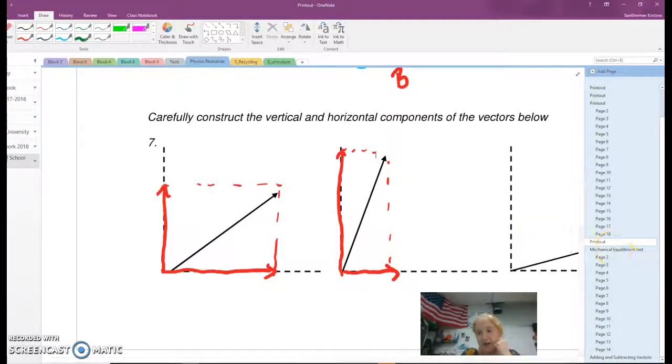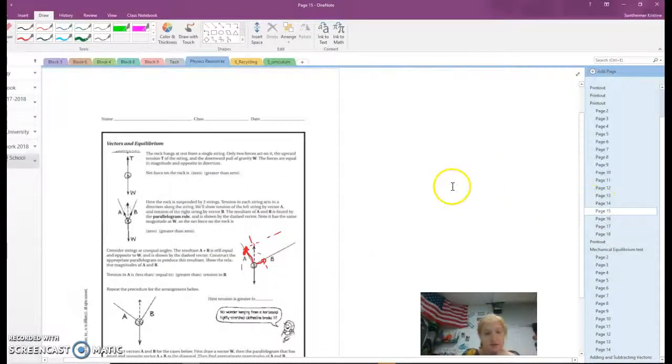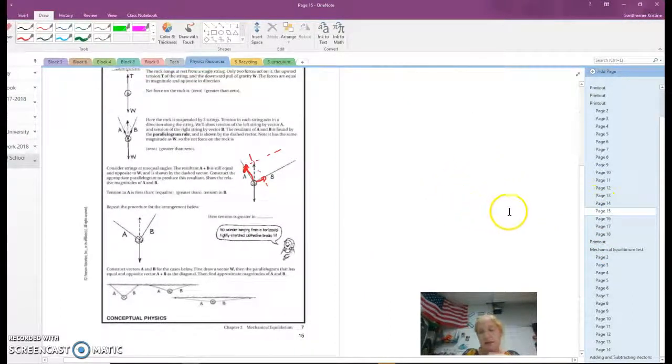So attempt page 14 and 15 on this. Okay, 14 and 15.